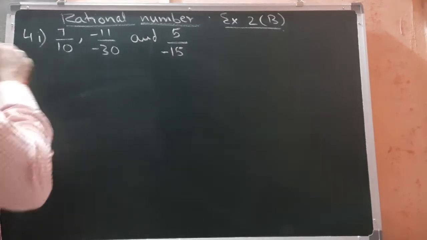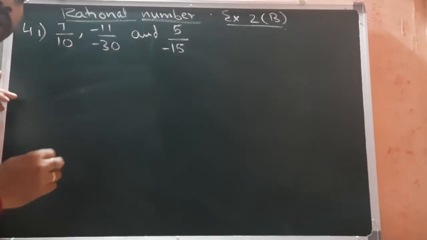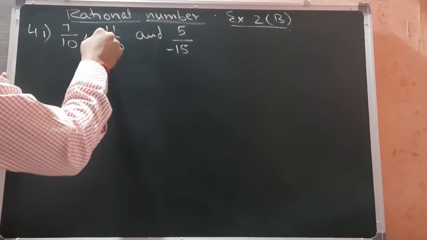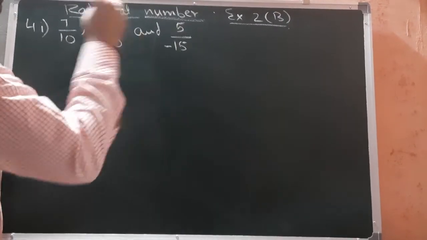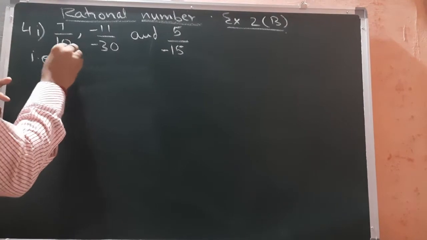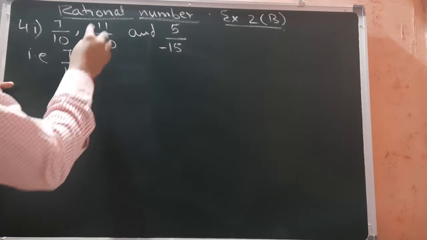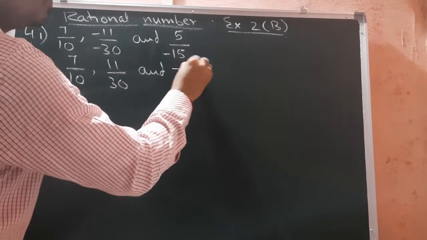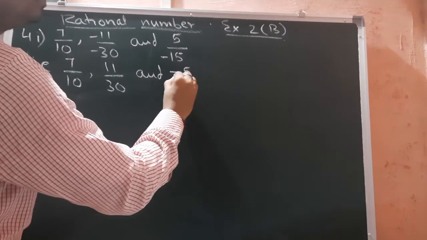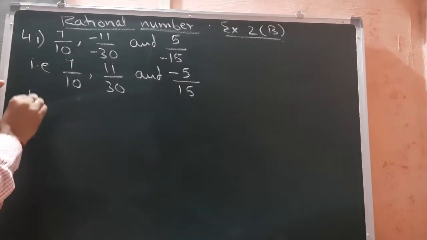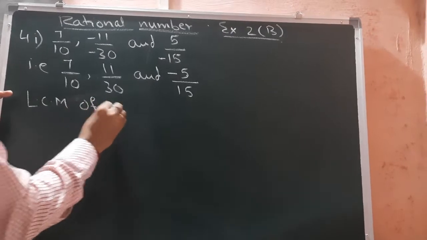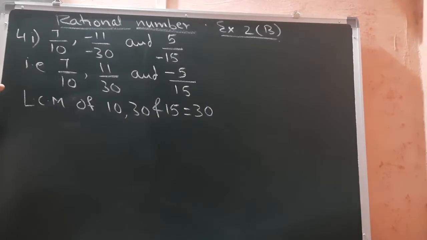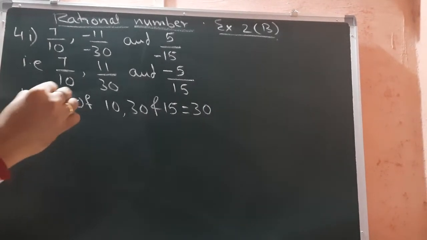Okay. Now question 4 says: arrange the given rational numbers in ascending order. So these are the rational numbers given to you: 7 by 10, minus 11 by minus 30, and 5 by minus 15. We can write these as 7 by 10, then the minus signs cancel so 11 by 30, and minus 5 by 15. The LCM of 10, 30 and 15 is 30. They are asking for ascending order.